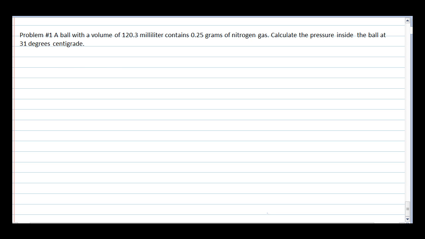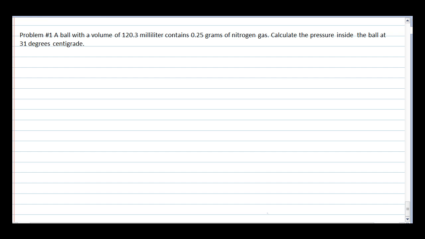So here is the problem. Problem number 1. Let me read it. A ball with a volume of 120.3 milliliters contains 0.25 grams of nitrogen gas. Calculate the pressure inside the ball at 31 degrees centigrade.